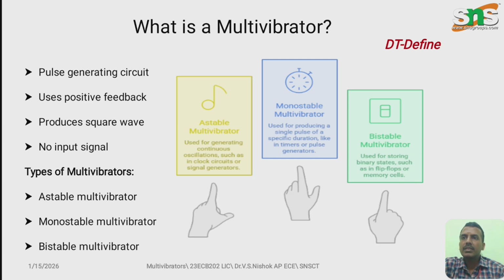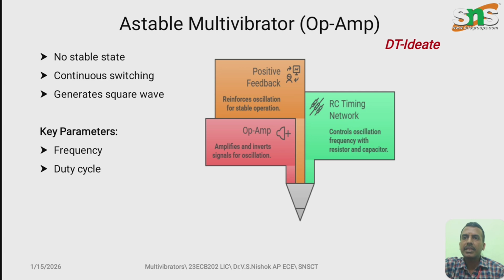So multivibrator is a pulse generating circuit which uses positive feedback. It uses the feedback to provide the continuous output. By using the positive feedback, it provides the square waveform as the output without giving any external input signal. So this is about the multivibrator, and coming to its classification, it is classified into astable multivibrator, monostable multivibrator, and bistable multivibrator.